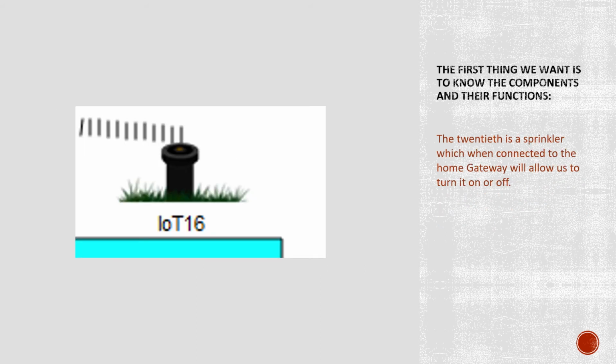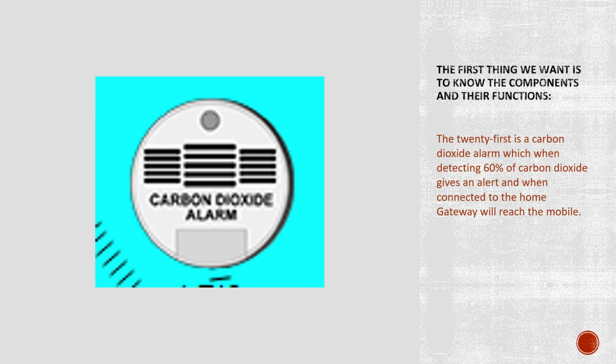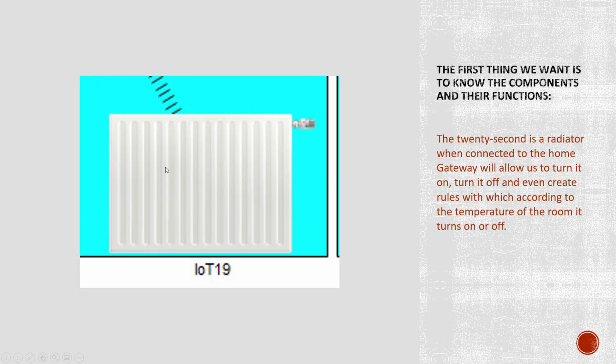The 20th is a speaker which, when connected to the home gateway, will allow us to turn it on or off using the mobile, similar to a controller. The 21st is the carbon dioxide alarm, which gives an alert when detecting 16% carbon dioxide, and when connected to the home gateway, the alert will reach the mobile. This is a carbon dioxide alarm inside the program.